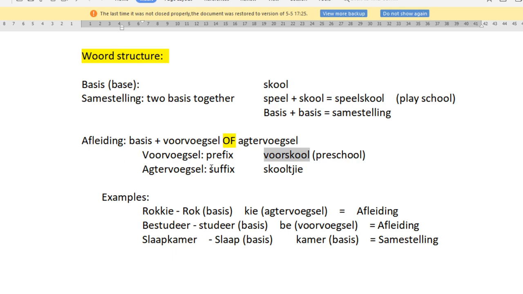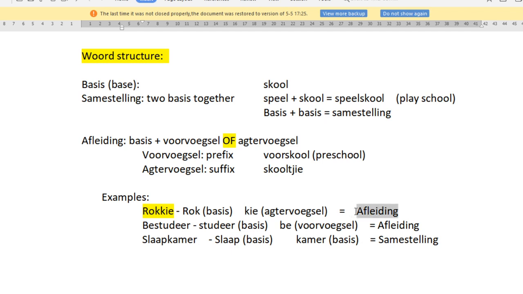Here we've got an agtervoegsel, a suffix, agter means after, so skooltjie, that's an agtervoegsel, it's a tiny school, skooltjie, so that would be an afleiding. Okay, so let's look at some examples. Here we've got rokkie. Rokkie, we can say rok is a basis, en kie is 'n agtervoegsel. So it's got a base and a suffix, so it's an afleiding.